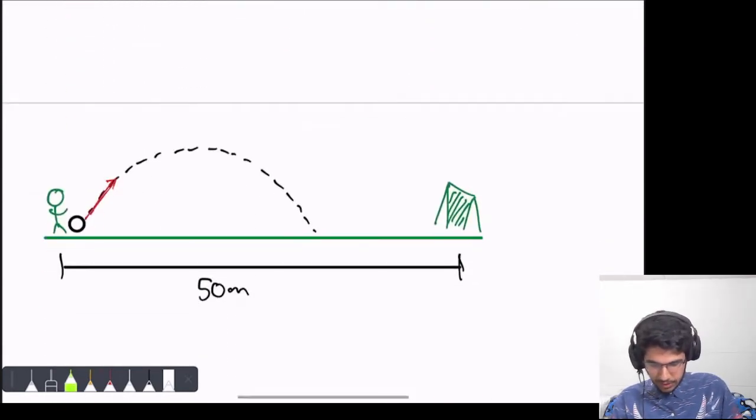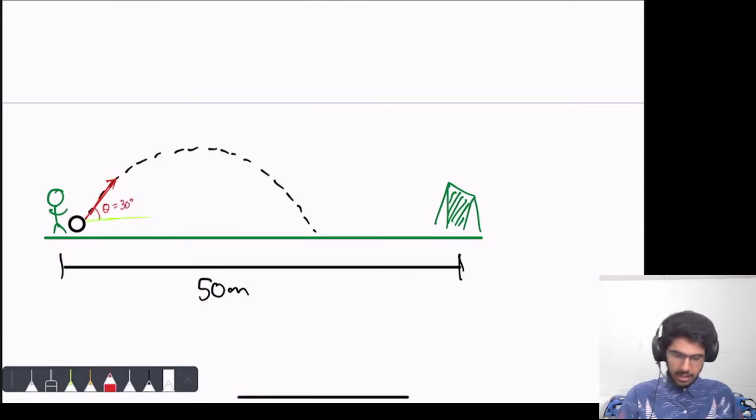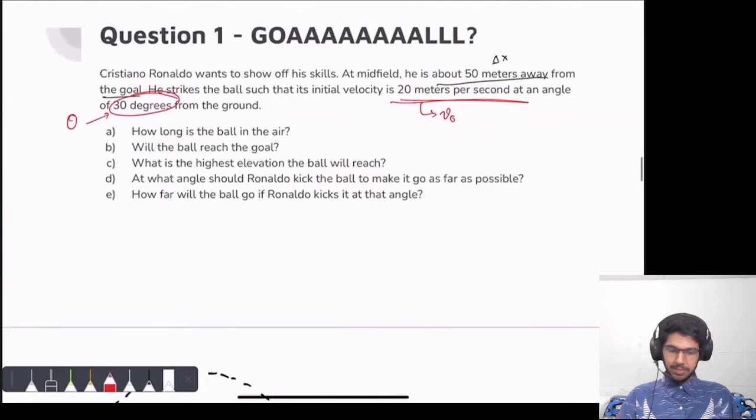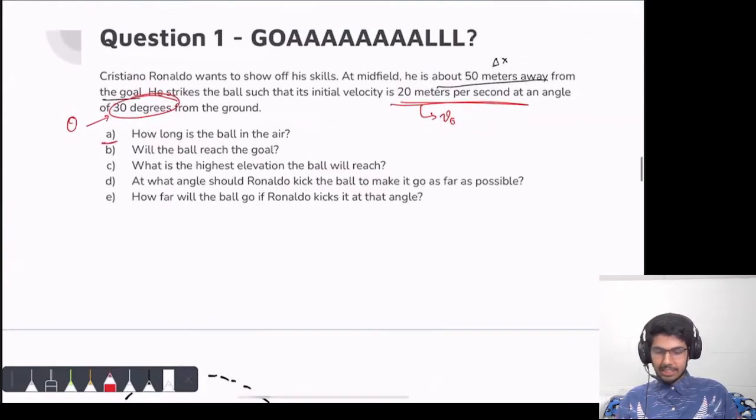So, if we draw this like horizontal here, and then we include theta. So theta equals 30 degrees. Okay, and that's all the given information that we have. So question A is asking for how long is the ball in the air?